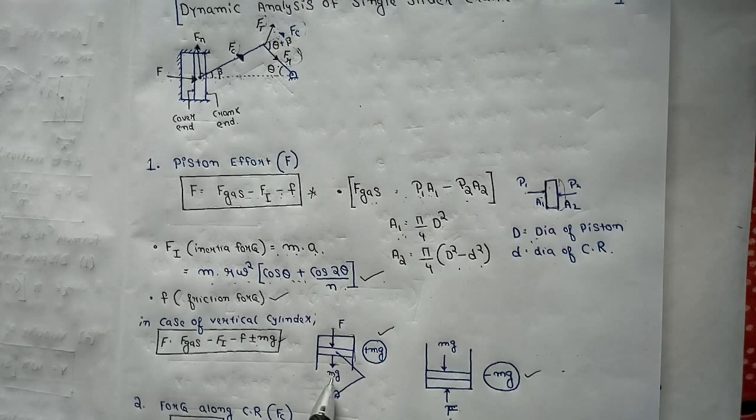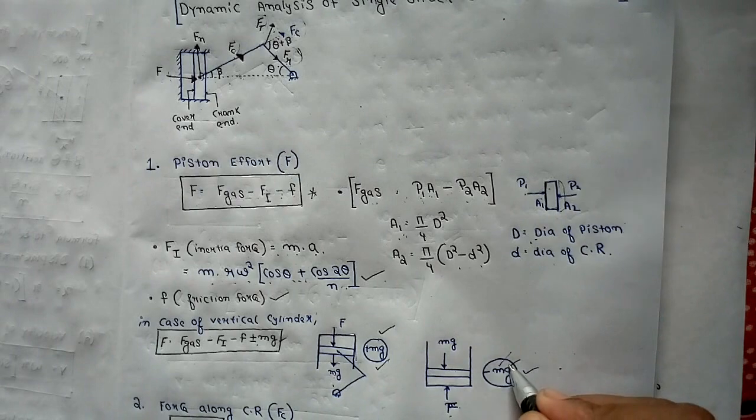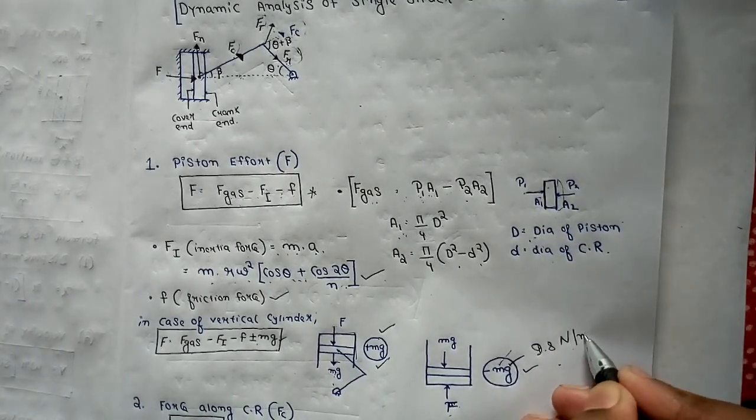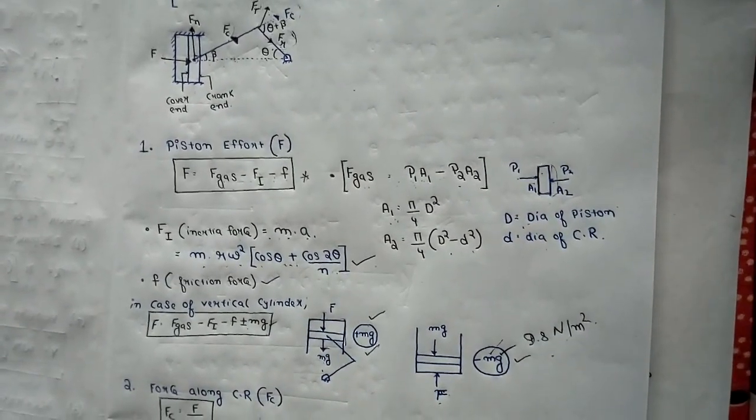So where F and mg are in the same direction, we add plus mg, and if it is in the opposite direction, we just subtract m into g, that is mass of the piston into g. We know that g is, sorry, it will be 9.8, right? So it will be 9.8 meter per second square. So we have to remember this thing.